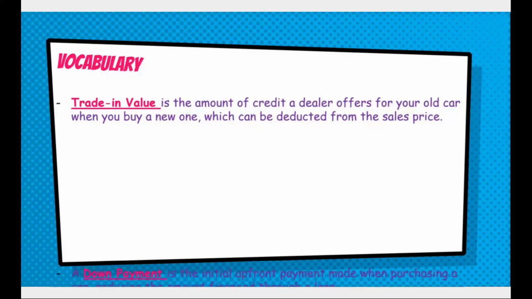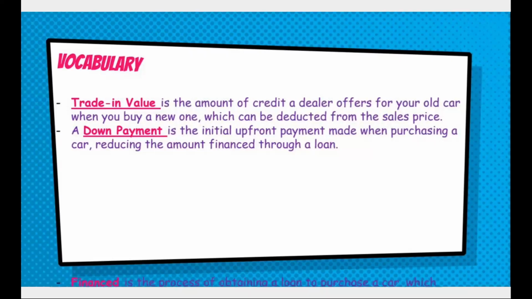From your Delta Math, this is almost like the down payment thing, except you don't really have to find a percent. You just take that off of what's left. A down payment is the initial upfront payment made when purchasing a car, reducing the amount financed through a loan. We've practiced some of this with Delta Math, like figuring out what your down payment is.